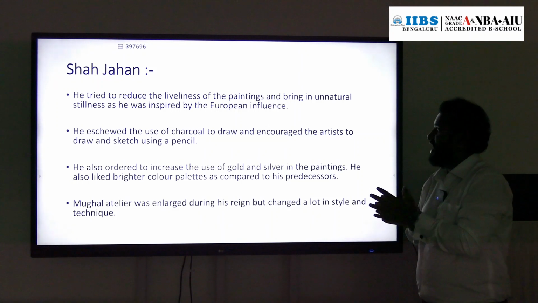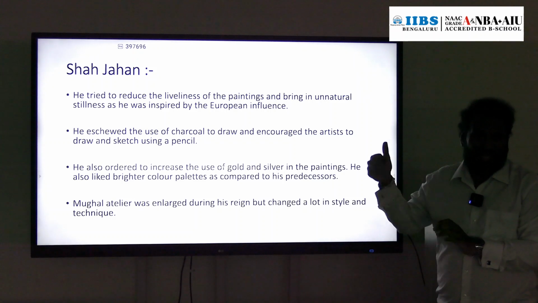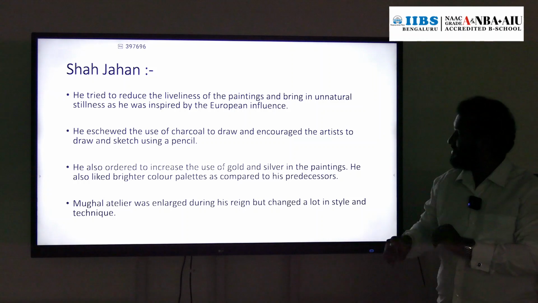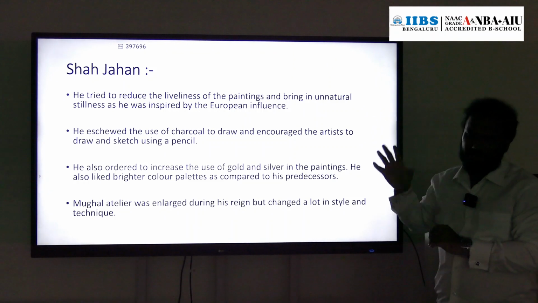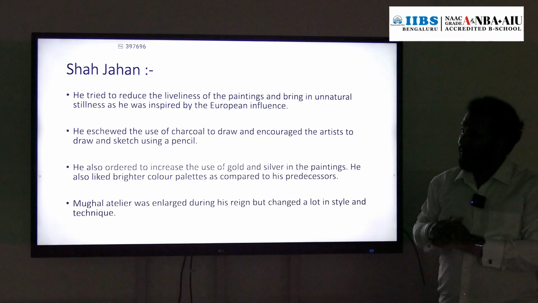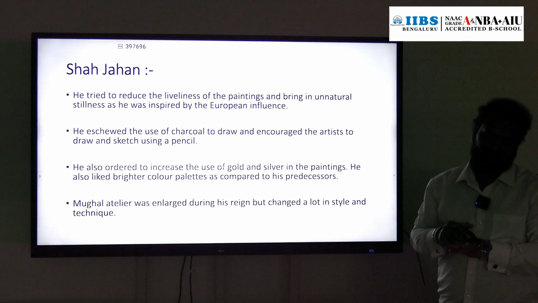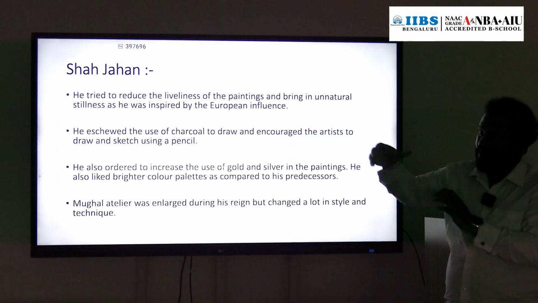During Shah Jahan's time, there was an influence of the European style of painting. So it reduced the liveliness of the painting. The stillness in the painting is there. By looking at the painting, we can say it looks like an artificial human being, rather than looking natural. So that way it started.